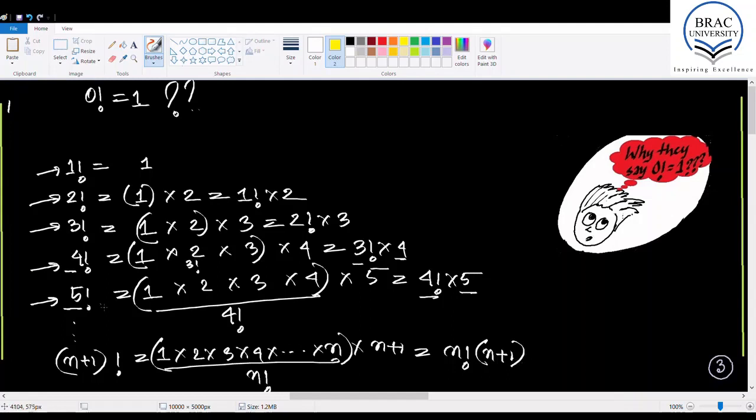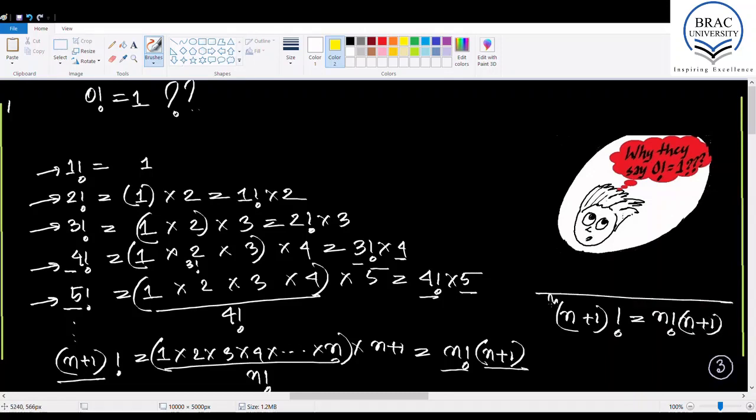Like this: 5 factorial equals 5 into 4 factorial, 4 factorial equals 4 into 3 factorial. Similarly, n plus 1 factorial equals n plus 1 into n factorial. So this is a very important identity, and we will be needing this identity later. Okay, remember this. So this is what we get, and we had to determine the value of 0 factorial.